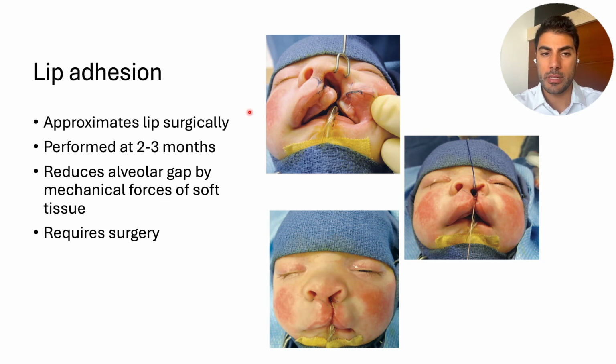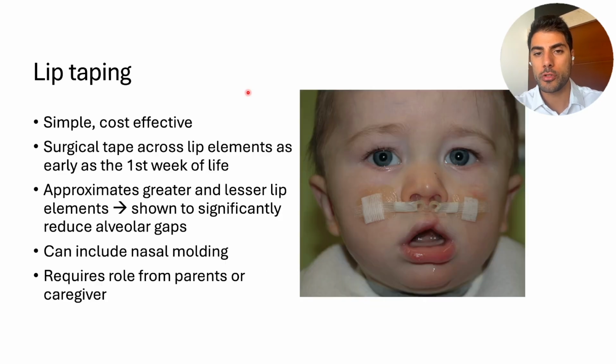And we also have the lip adhesion method. So what we do is we basically suture the lips together, and the mechanical forces by the soft tissue will reduce this alveolar gap, and will also try to mold and align the underlying alveolar bones. So by suturing these together. And this is also performed for 2 to 3 months before surgery.